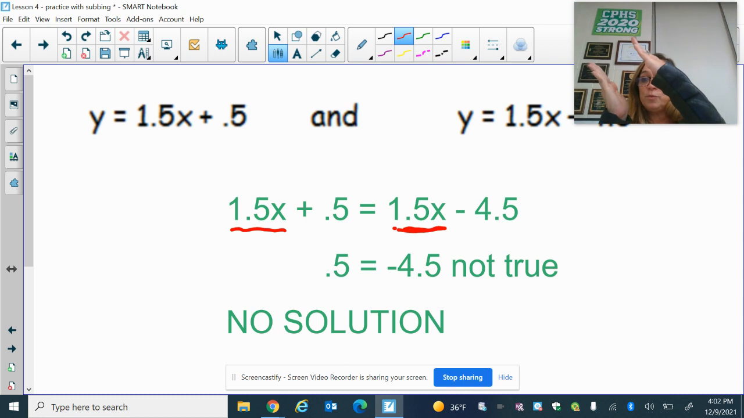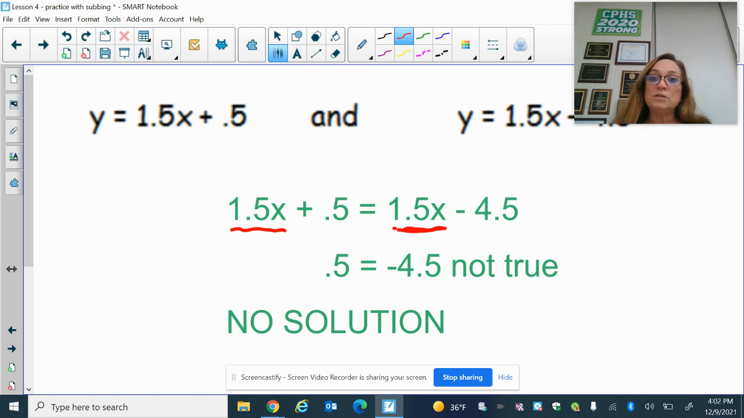So remember, same slope, parallel lines. So you get what's called a contradiction. And a contradiction is something that is never true. So that's why we're saying no solution. There are no x's or y's, no points that will ever make this true. That's called no solution. And you might remember this from when we did graphing, when we had consistent, inconsistent.